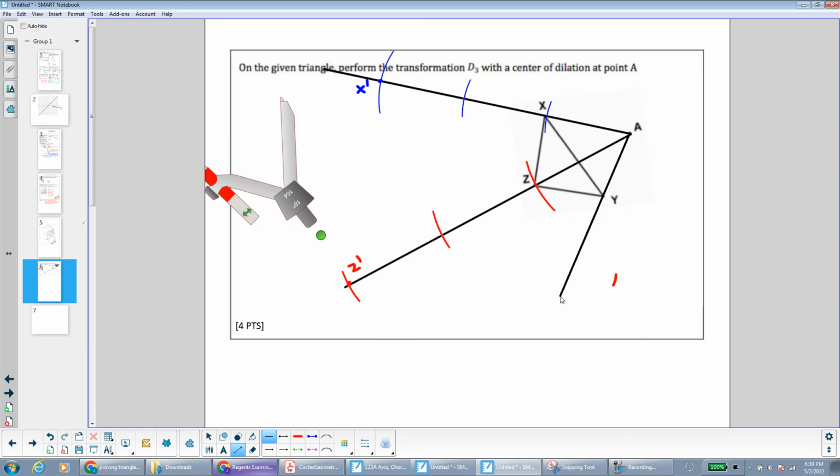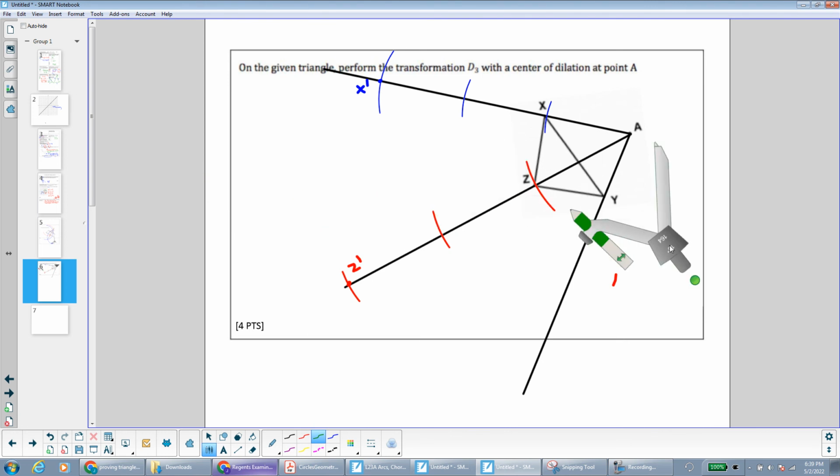Last but not least, point Y. We're going to dilate that one. So once again, going to connect the center, the pre-image point, and the image point will be somewhere on that same line. Let me get a new color. I'm going to take my compass and measure the distance from the center of dilation to the pre-image point. So I want to measure to point Y. Okay, that looks about good. Okay, once again, we're not going to be 100% perfect, but we try to be as accurate as possible.